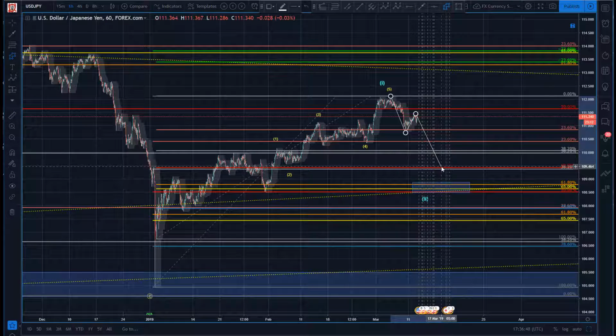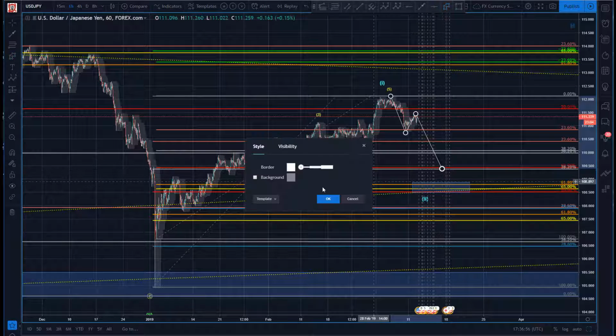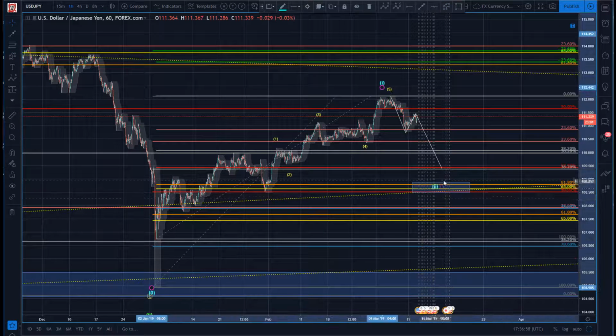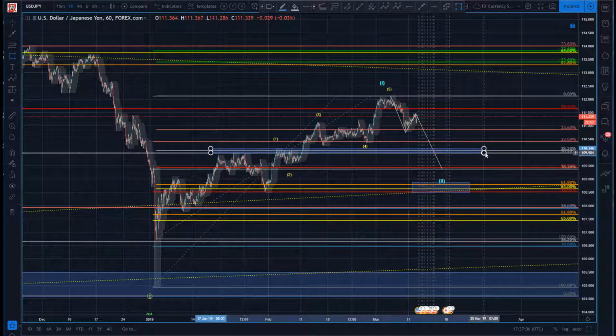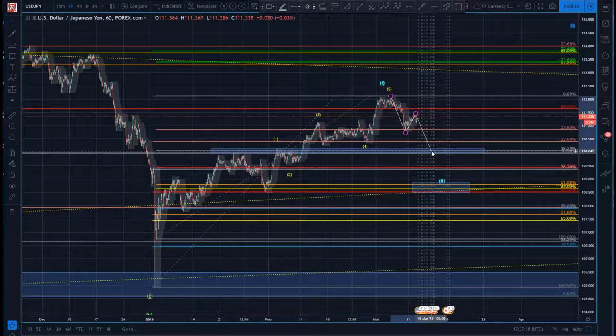Here, the symmetry looks interesting. This is going to take an extension in the C wave, which is not terribly uncommon. If I'm just trying to lay out a roadmap, I'd certainly have an alert here. If I hit that 50, you've got some structure here as well. All of this area was prior resistance, and may kick in as support.